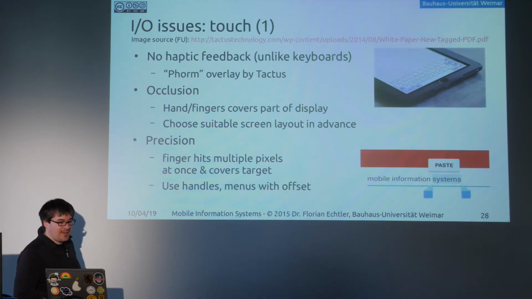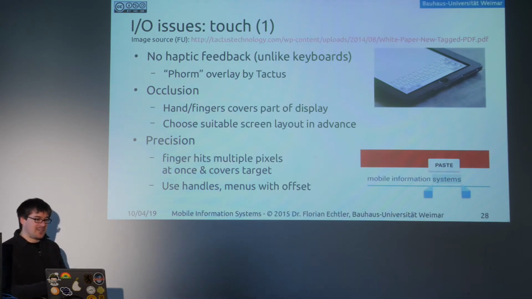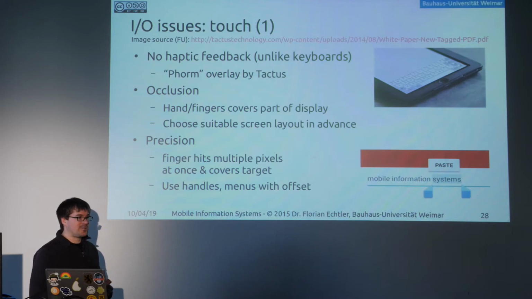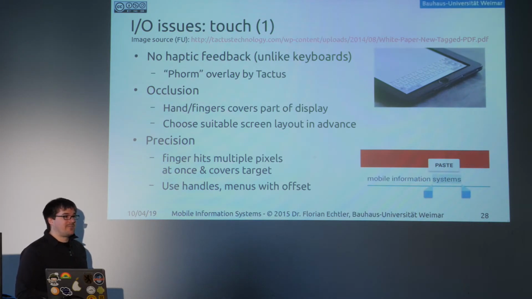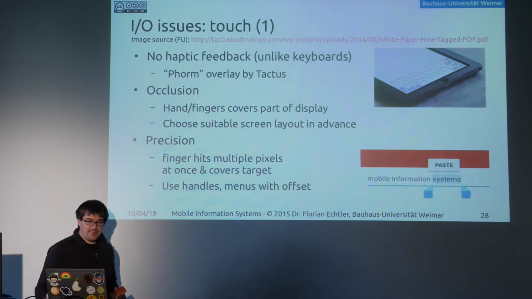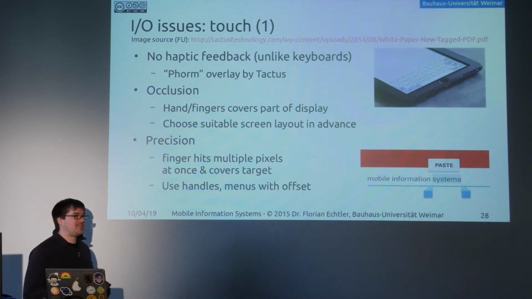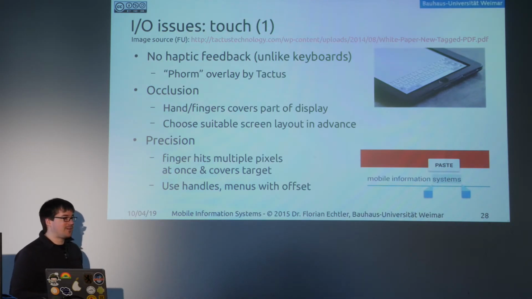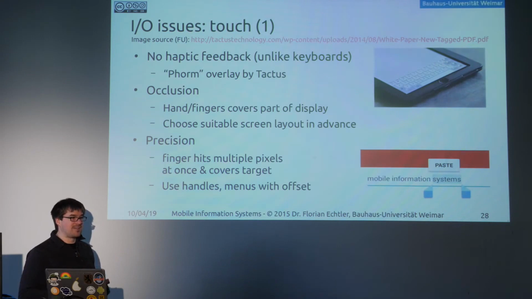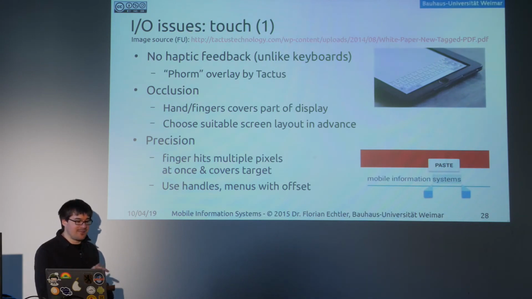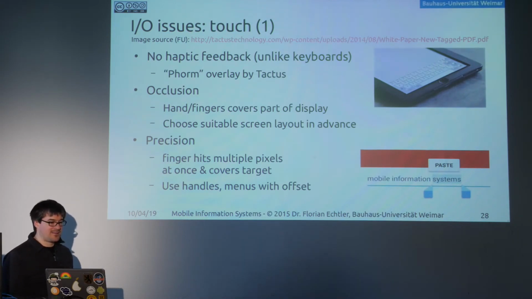Then one other big issue when using a touchscreen is occlusion, of course. Your hand and your fingers will simply cover part of the display. This is not a problem with a mouse pointer, of course, because that's very small. But with touch, you have to keep this in mind when you design the layout of the user interface, because otherwise you might put things where people can't read them when they touch some spot.